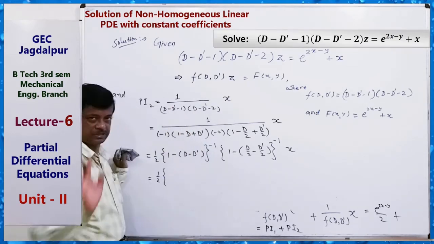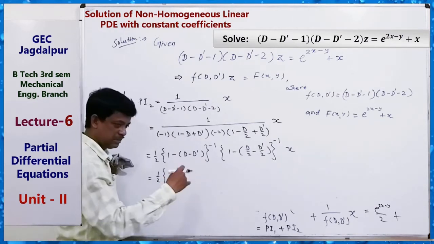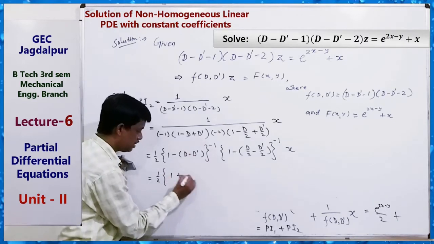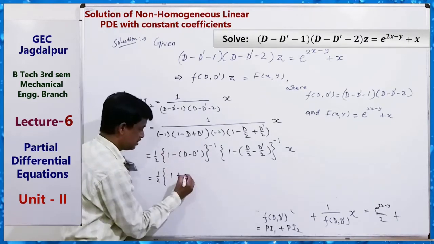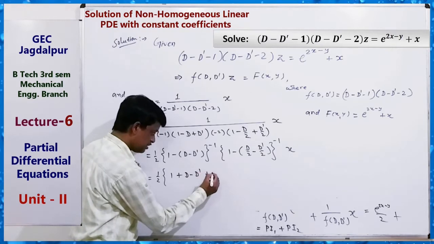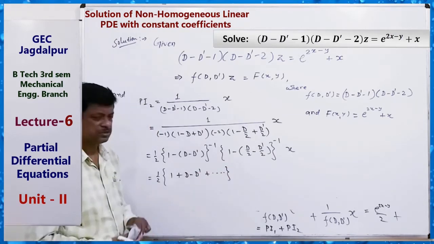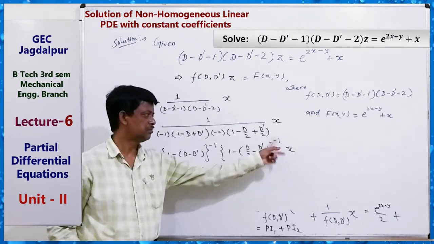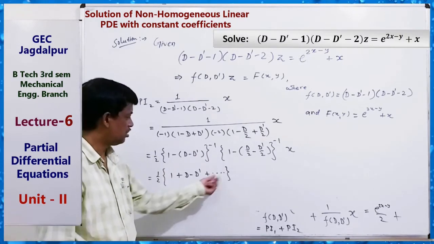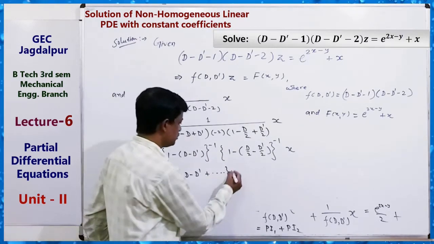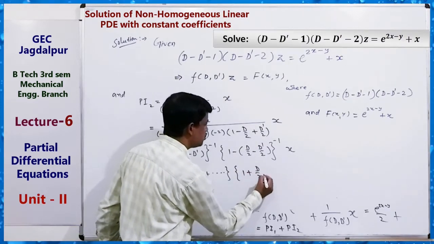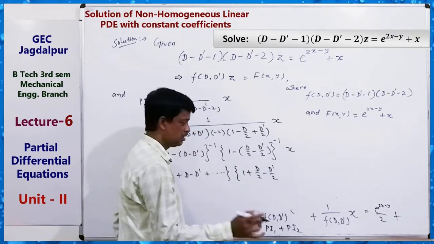1 minus x inverse means 1 plus x plus x square plus x cube and so on. So minus minus, 1 plus x means this, d minus d dash plus and so on. Because we have to write only up to power 1 because x. So one time differentiation it will be constant and another time 0. So higher degree is not necessary. So here also 1 minus minus plus. So 1 plus d by 2 minus d dash by 2, 1 plus x and so on.